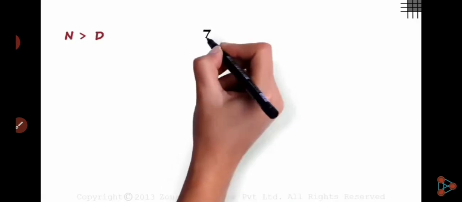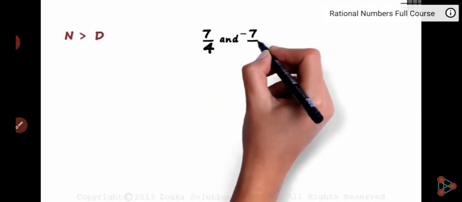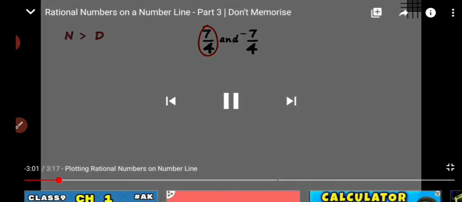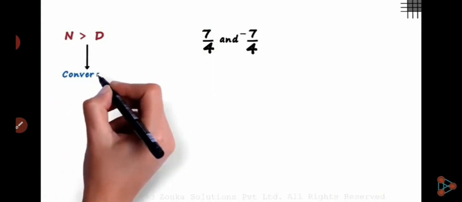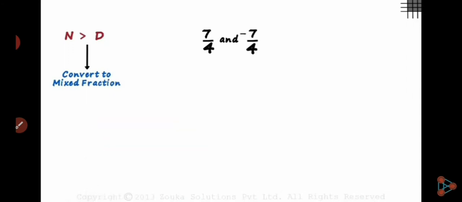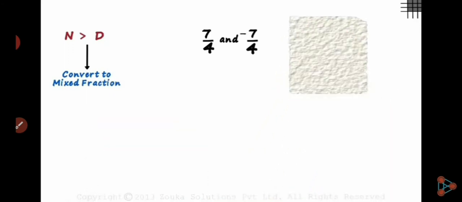Let us plot 7 by 4 and minus 7 by 4. We try to plot 7 by 4 first. The first step in such kind of problems where the numerator is greater than the denominator is to convert it into a mixed fraction form. You would have learned this in your earlier classes, but let me quickly show you how.